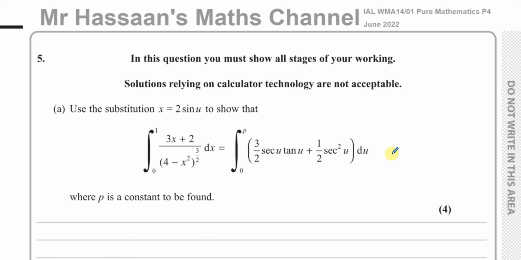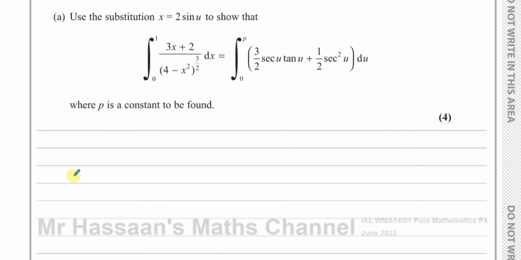So how do we deal with integration by substitution? Well, the key is for us to do the following. Our goal is to integrate this expression with respect to x. The expression that we've got to integrate, I'm going to call it y. So this is (3x plus 2) over (4 minus x squared) to the power of 3 over 2. I'm going to call that y. So our objective is to integrate y with respect to x between the limits of 0 and 1, and we have to do that using substitution.